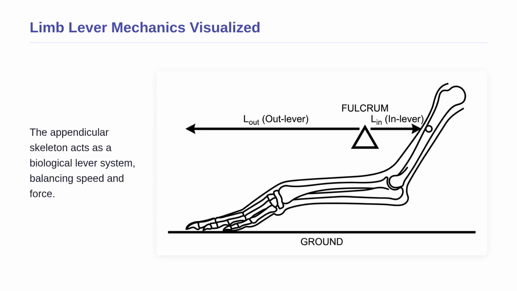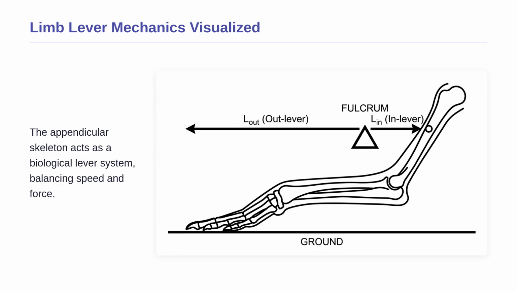To visualize the math we just performed, let us look at this diagram of limb lever mechanics. Here, you are seeing a schematic of a vertebrate forelimb. The triangle at the joint represents the fulcrum, the pivot point of our lever. Notice the short arrow labeled L in. This is the small distance where the muscle applies its pulling force. Now look at the much longer arrow labeled L out, extending all the way to the foot where it strikes the ground.